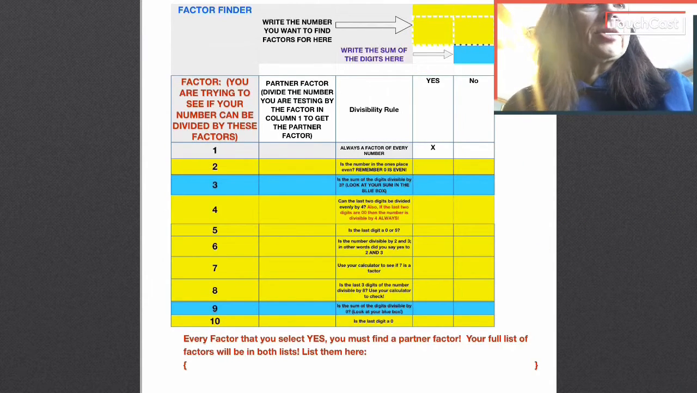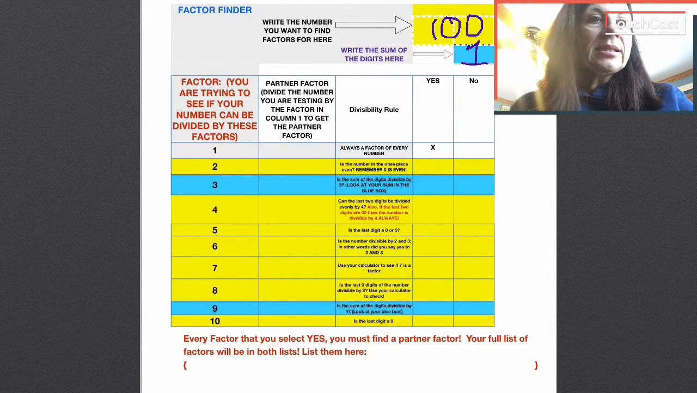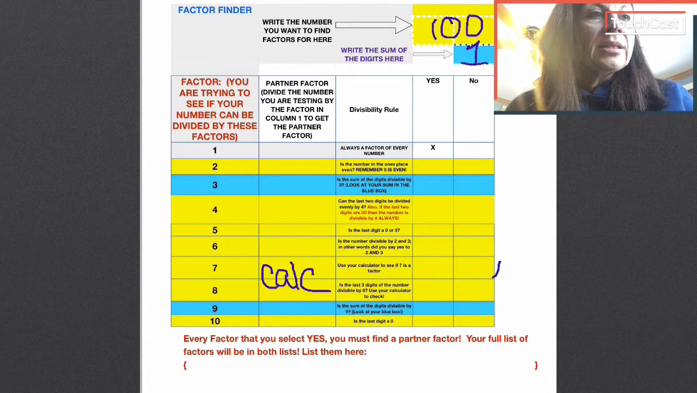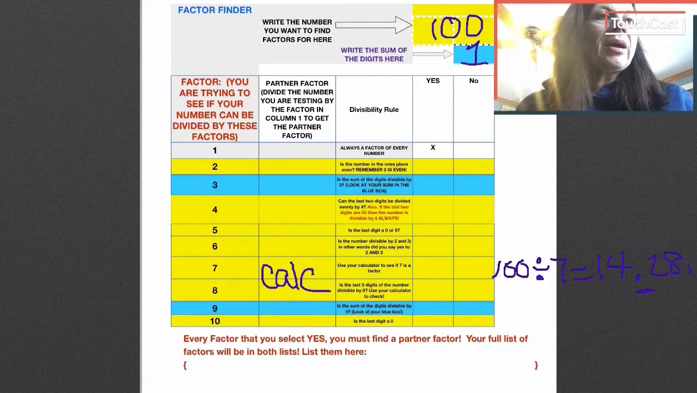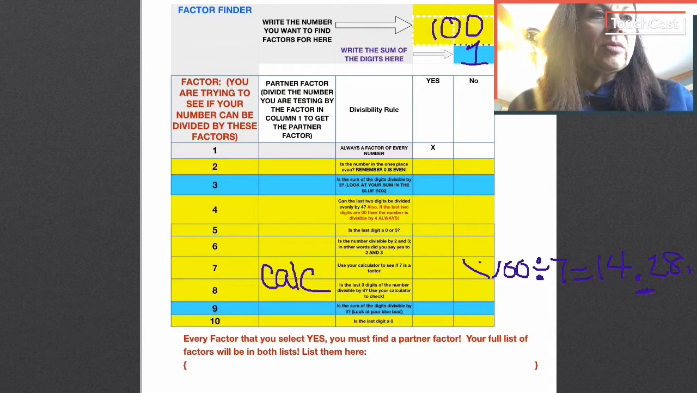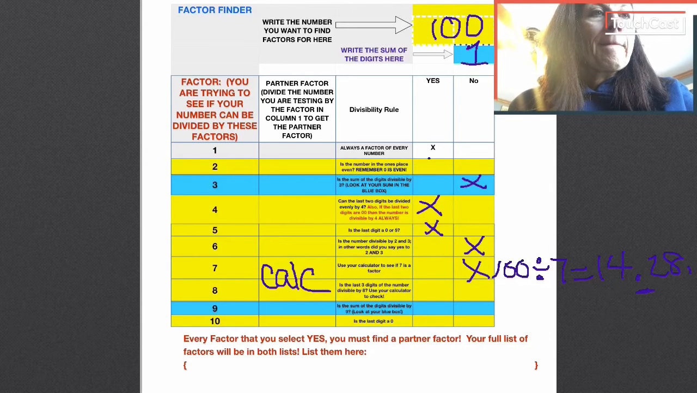Okay, I had a little bit of technical difficulty, so I have to rewrite my numbers at the top. It was 100, our sum was 1. We were looking at 7 and 8, and here we can use our calculator. So you would write on the side 100 divided by 7. It equals 14.28, and then a bunch of other numbers. As soon as you see a decimal, that means it is not divisible, so we'll say no there. I'm just going to fill this back out like I had it on the other screen.